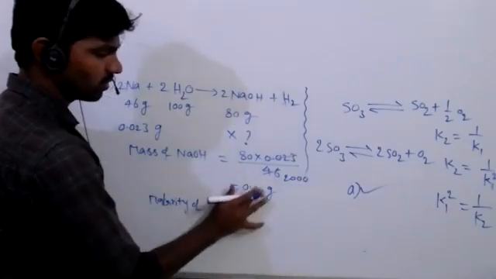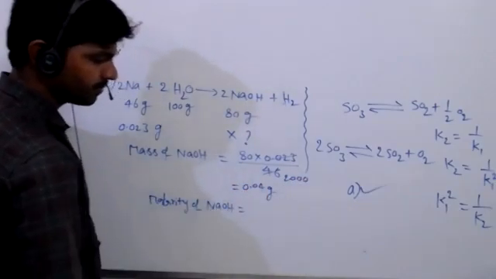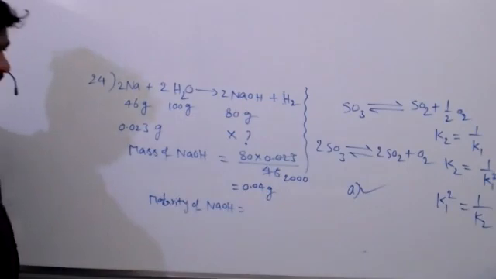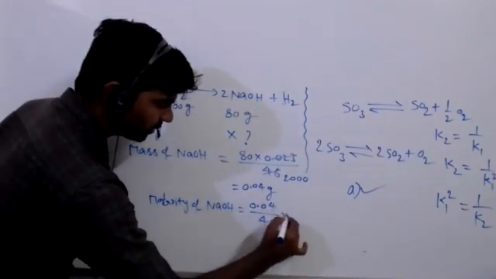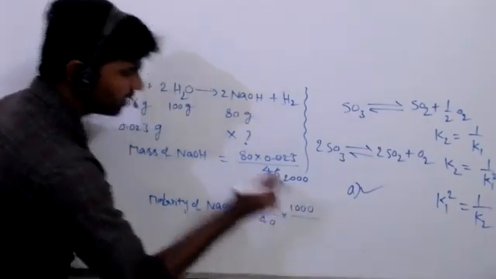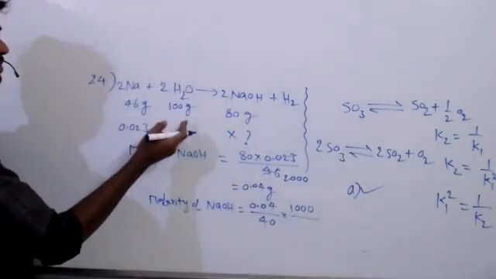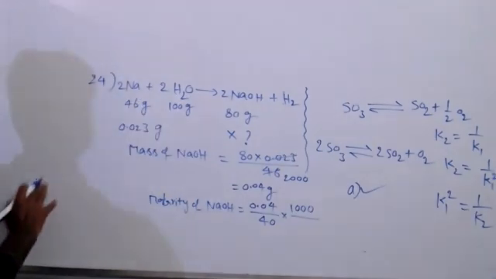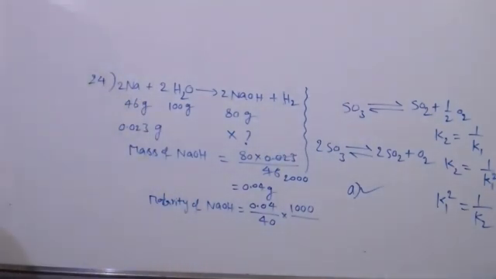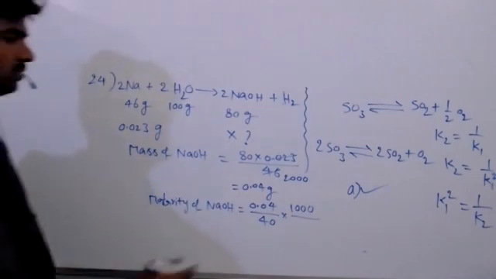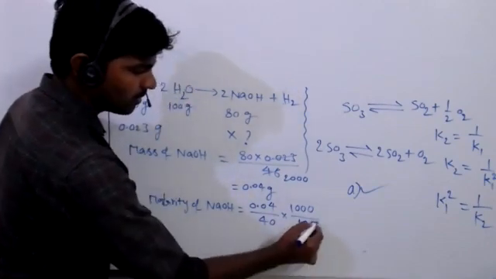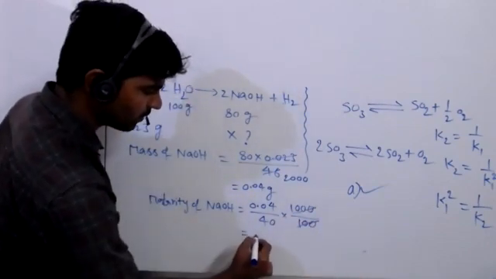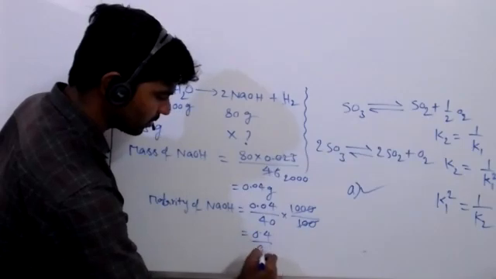Then here 0.04, no? Yes. Molarity of NaOH is equal to 0.04 divided by 40 into 1000 by the volume; according to the question, we are taking 100 ml. 100 centimeter cube means 100 ml solution. So this 0.04 grams is now dissolved in 100 ml. 0.4 divided by 40.